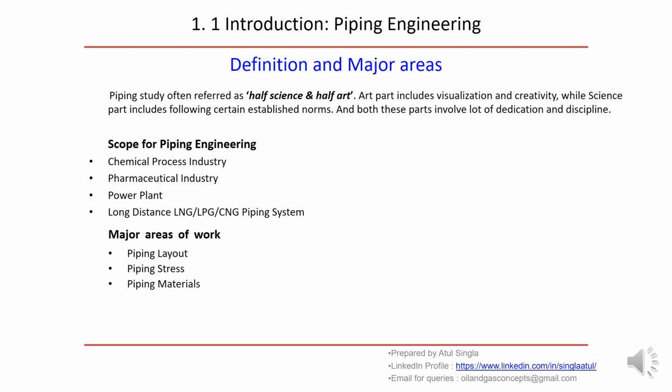So let us have a look at the scope of this piping engineering, where it is used. It is used in chemical process industries, pharmaceutical, power plants, and along with this, long distance LNG, LPG, CNG piping systems. And the major areas of work, how we complete our piping engineering: we have to do piping layout, piping stress, and piping material. We'll discuss all these 3 areas in detail in coming slides, but in this video we are going to cover the introduction part only.